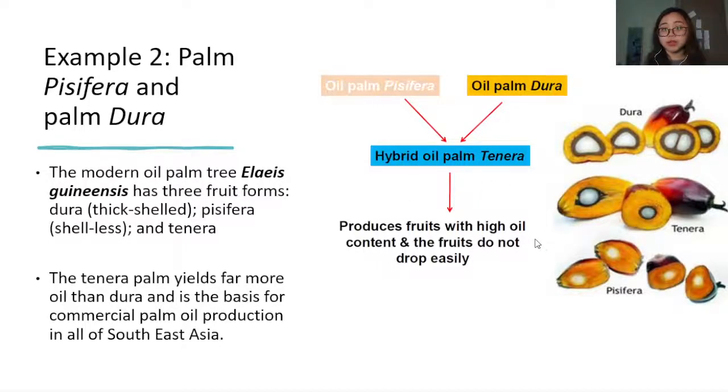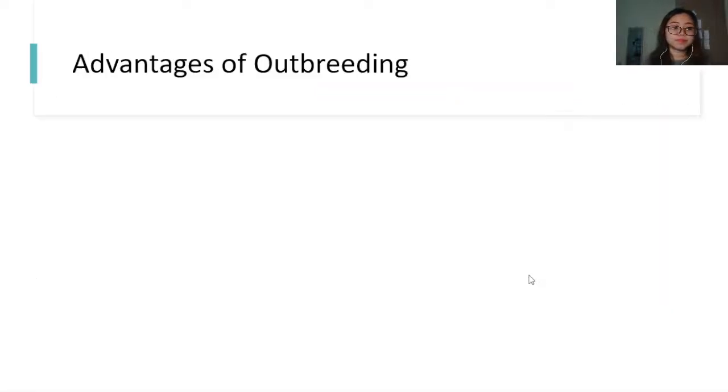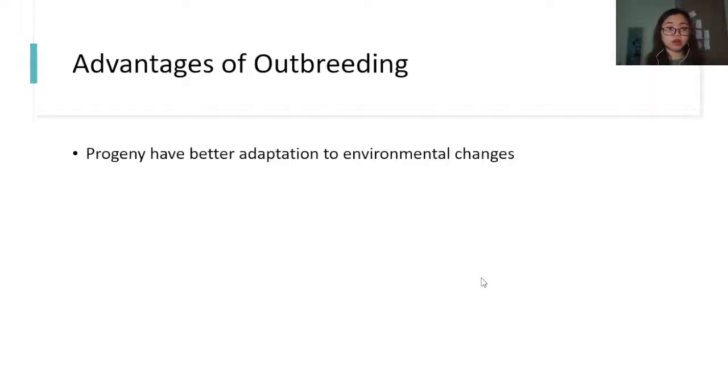And this is the one that we use in a lot of agriculture, not only in our country, but also throughout Southeast Asia. So this will produce oil palm fruits that have high oil content, and the fruits also do not drop easily. So there are a few advantages to outbreeding in case you haven't noticed.